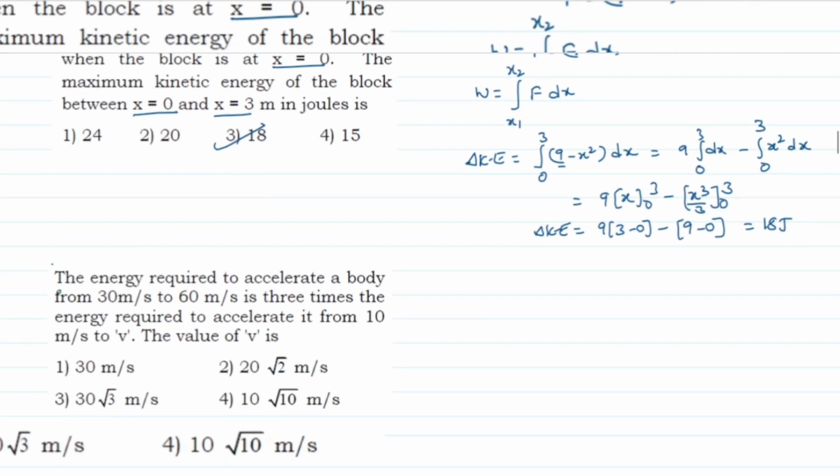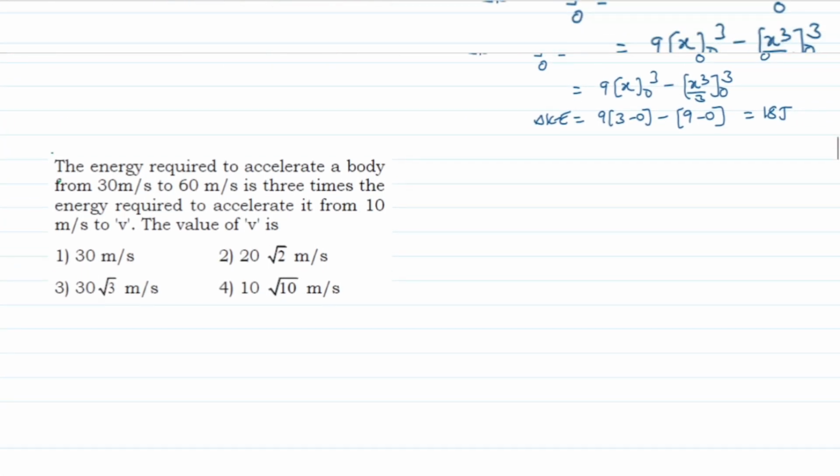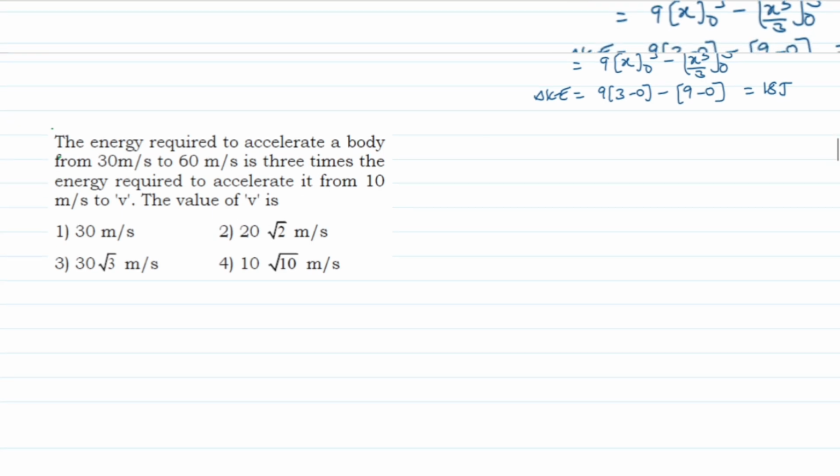Let us see the next question. The energy required to accelerate a body from 30 meter per second to 60 meter per second is 3 times the energy required to accelerate it from 10 meter per second to v. The value of v is asked.